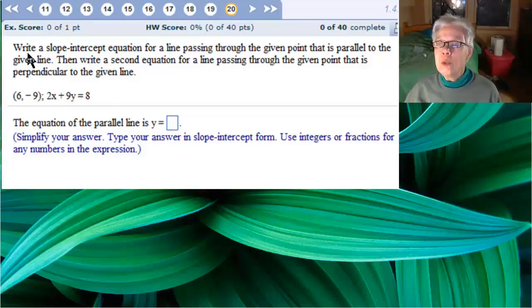Okay, write a slope-intercept equation for a line passing through the given point that is parallel to the given line. Then write a second equation for a line passing through the given point that is perpendicular to the given line. All right, the given line is 2x plus 9y equals 8, and the point is (6, negative 9). The instructions say to use integers or fractions. That means no decimals.